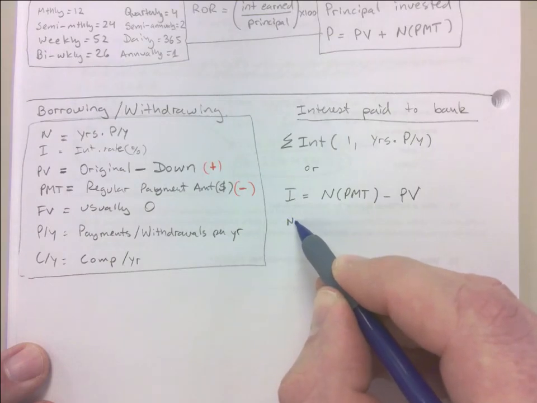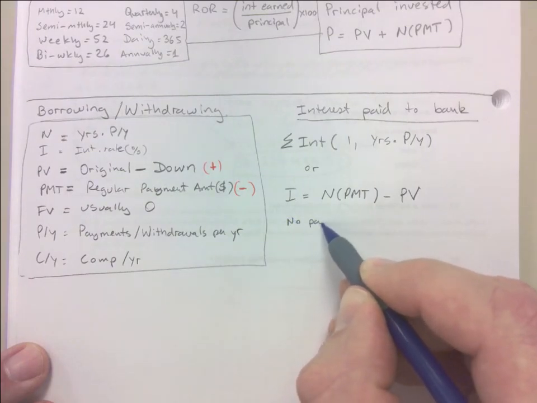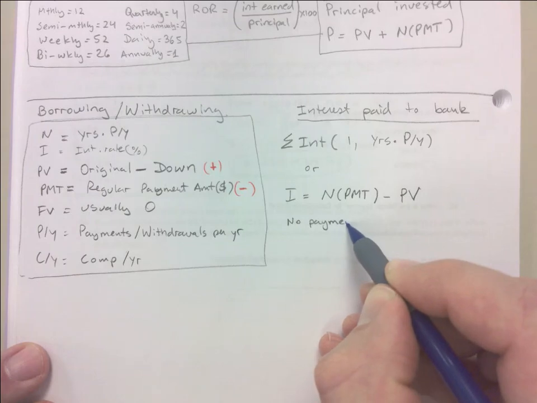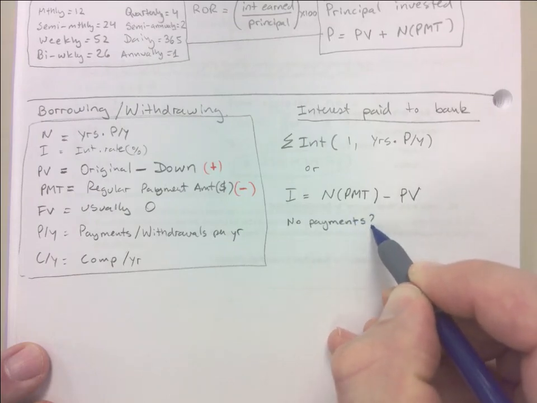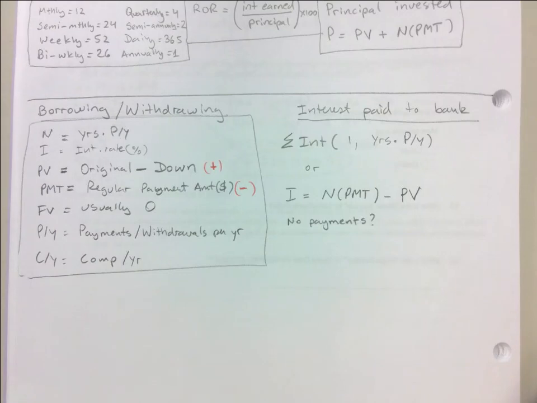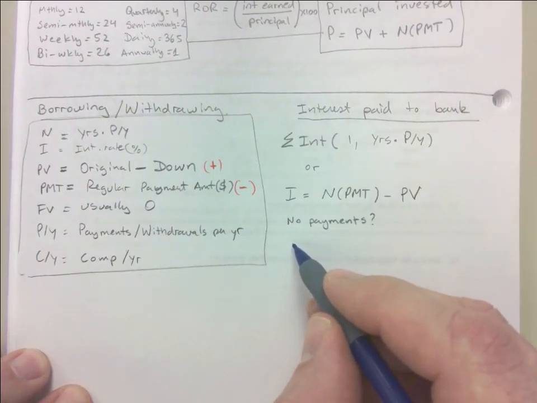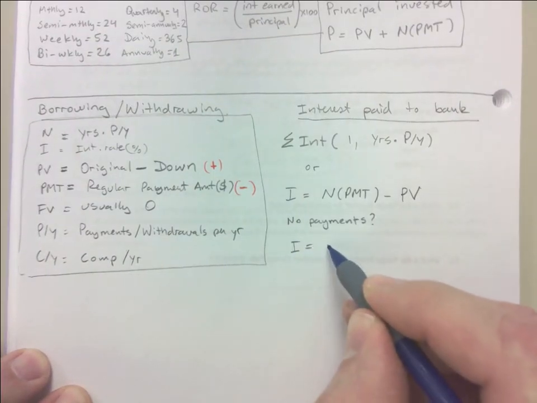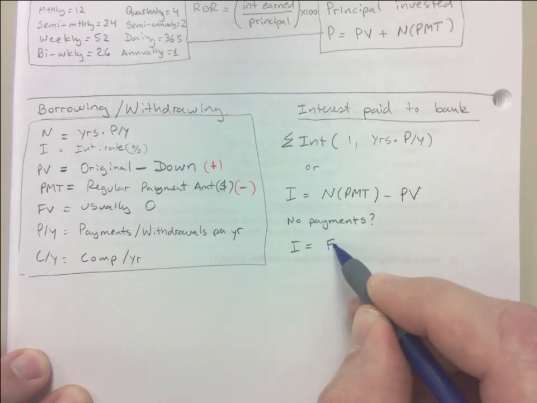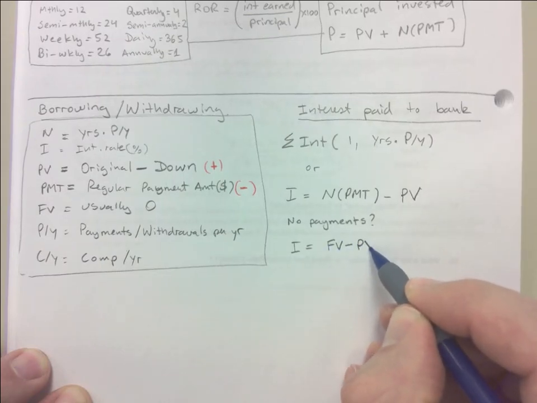No payments. We had that one weird question where you didn't make any regular payments. It just sat there until it was due, and you had to pay the whole thing off at once. Jamie, do you remember that question? You asked me about the formula. Yeah. Then you have to use this one. Interest is simply future value minus present value. Okay?